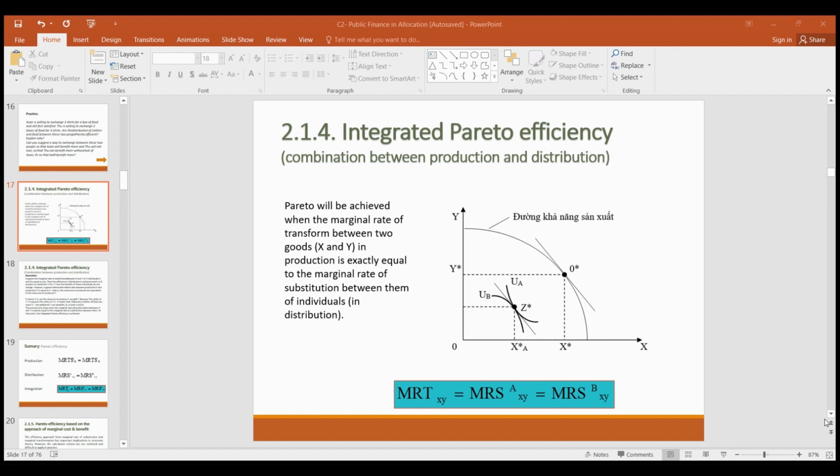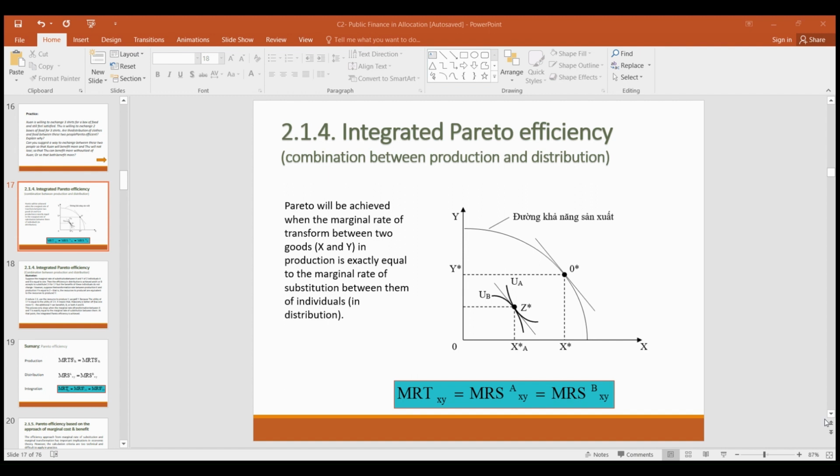On Figure 2.4, point Z star inside the Edgeworth box 0, X star, 0 star, Y star represents the efficient allocation and distribution where the slopes of the indifference curves of individuals are equal to the slope of the production possibility frontier, 2 parallel tangents. This means that the marginal rate of transformation in production between X and Y equals the marginal rate of substitution in consumption between X and Y for all individuals in society.